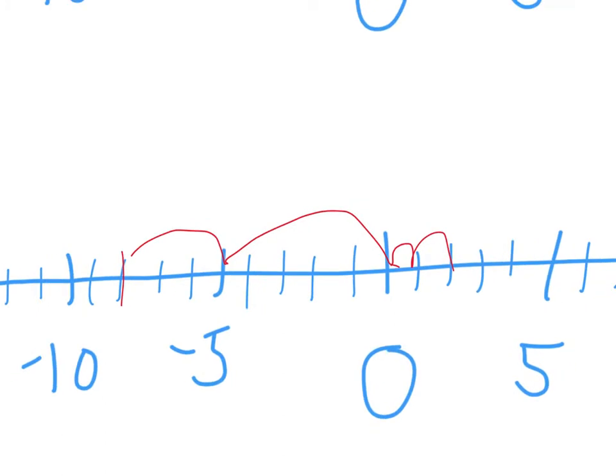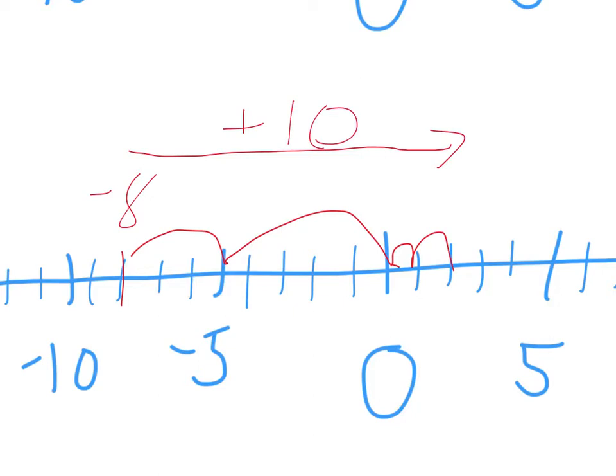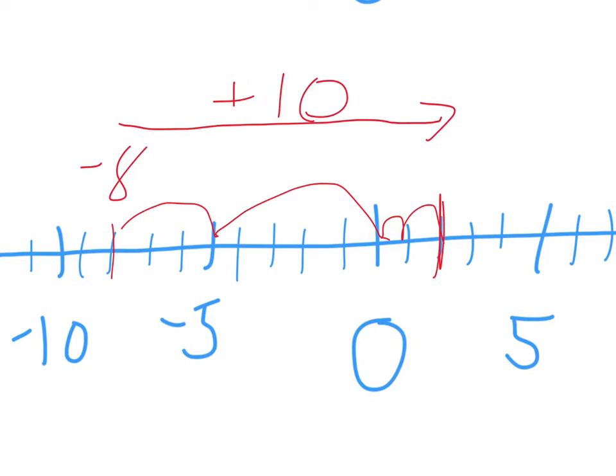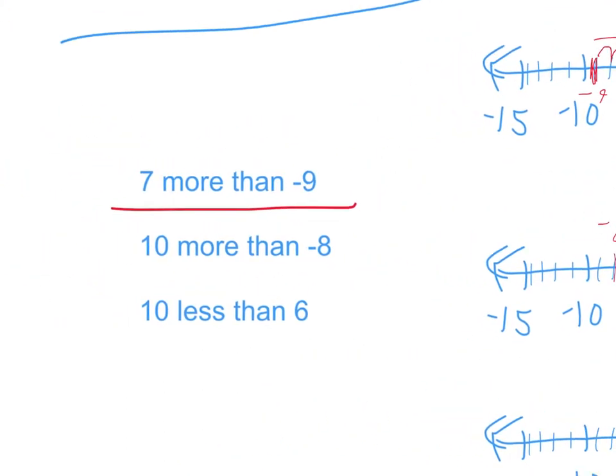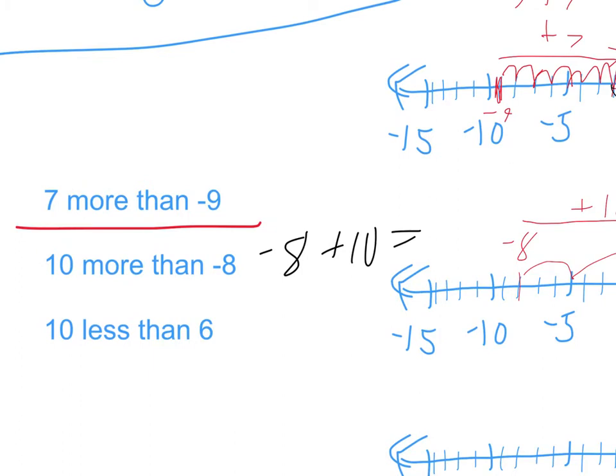So, zoom out a little bit. We started at negative 8. We then went all the way to here, and we went plus 10, 10 more than negative 8. We ended here. If you look at our number line, you can see 0, then 1, 2. So the answer would be 2. So when we come back here, it's positive 2. 10 more than negative 8, or negative 8 plus 10, equals positive 2.